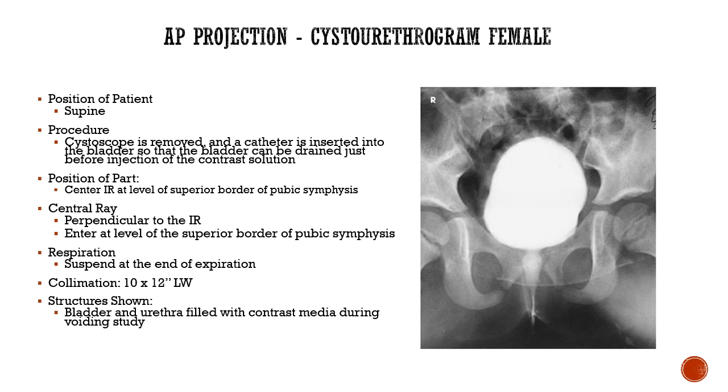Collimation will be 10 by 12 lengthwise, and we're going to see the bladder and urethra filled with contrast during the voiding study. And this is an image showing an AP projection of this female patient. And this concludes our lesson on the procedures of the urinary system.